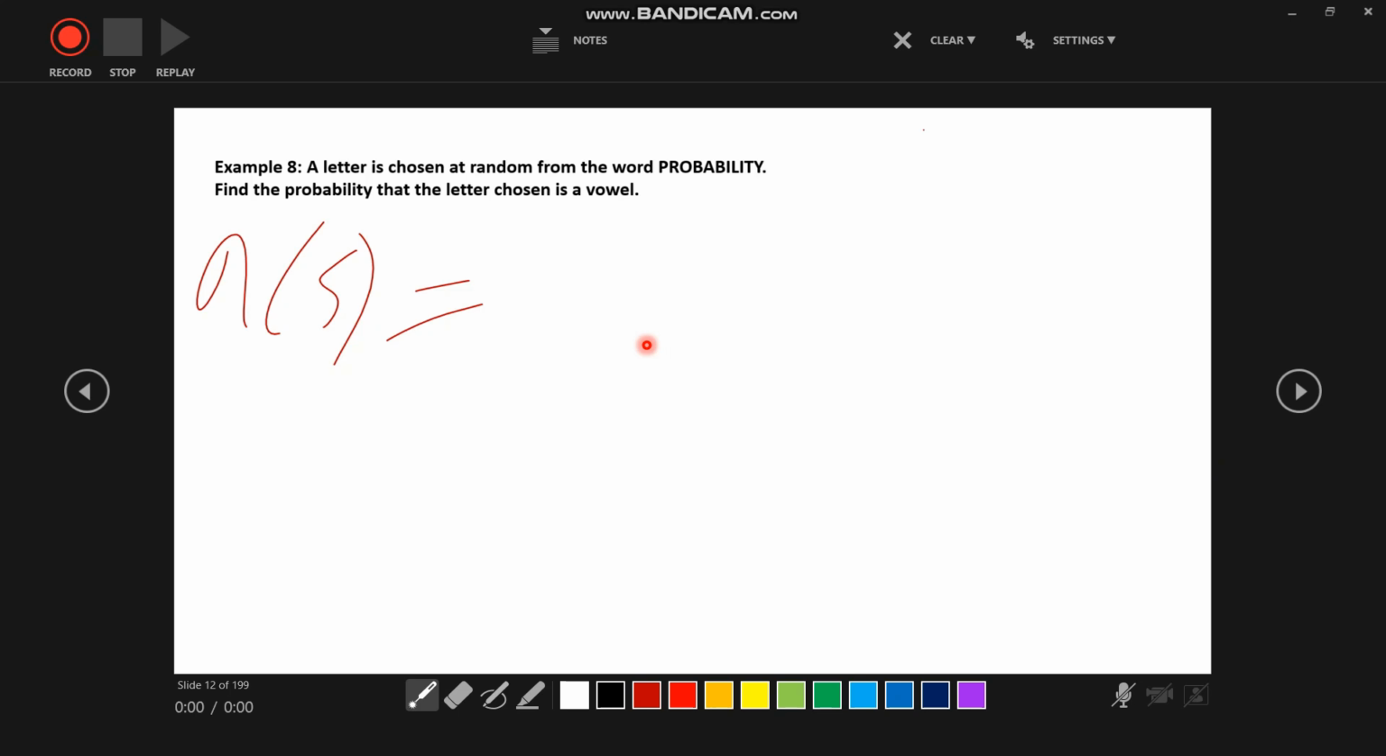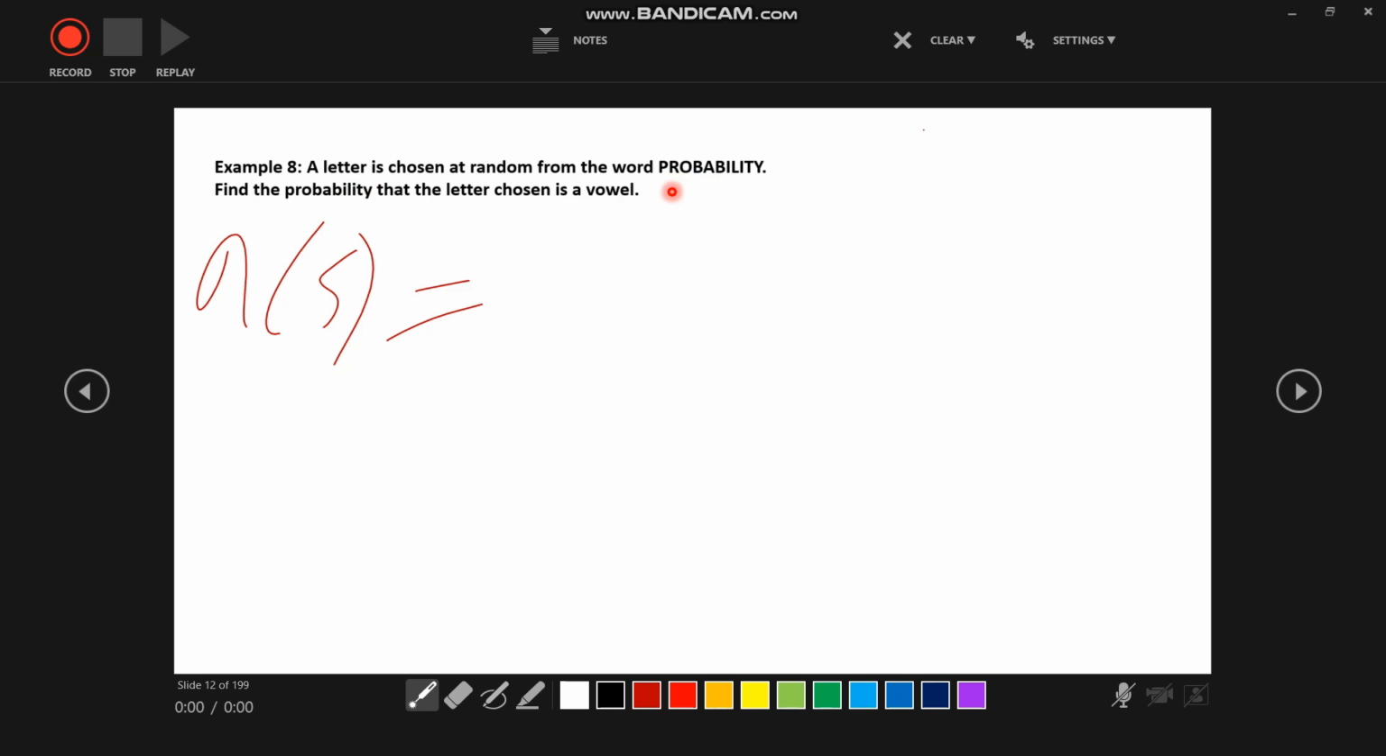Another example. The question says a letter is chosen at random from the word "probability". Find the probability that the letter chosen is a vowel. So if we pick a letter from this word, we have to check if the letter we picked is a vowel.